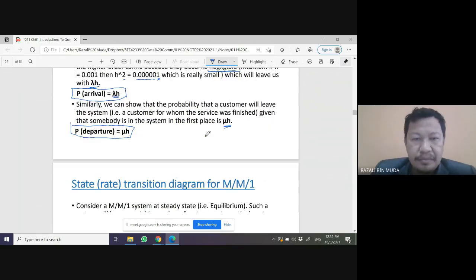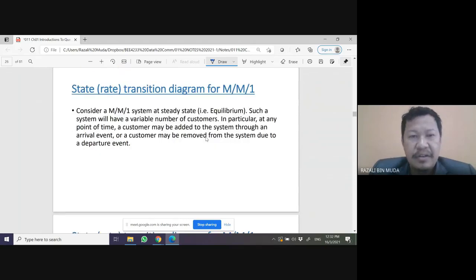State rate transition diagram for M/M/1. Consider an M/M/1 system at steady state equilibrium. Such a system will have a variable number of customers. In particular, at any point of time, a customer may be added to the system through an arrival event, or a customer may be removed from the system due to departure. Let's look at an example that describes that.